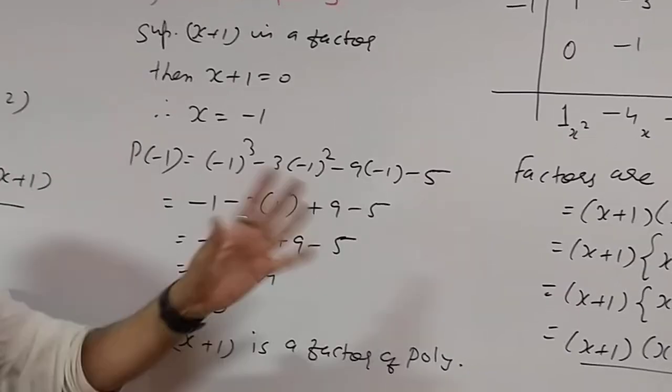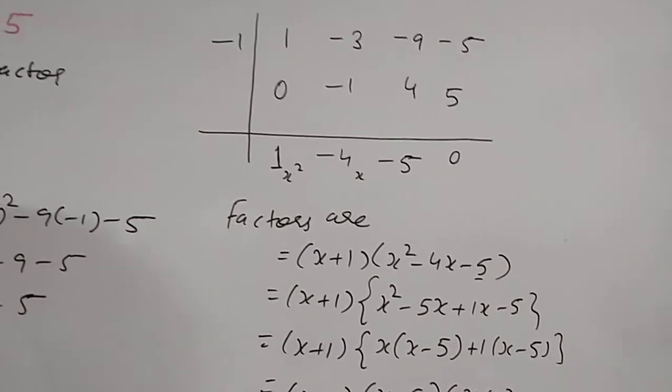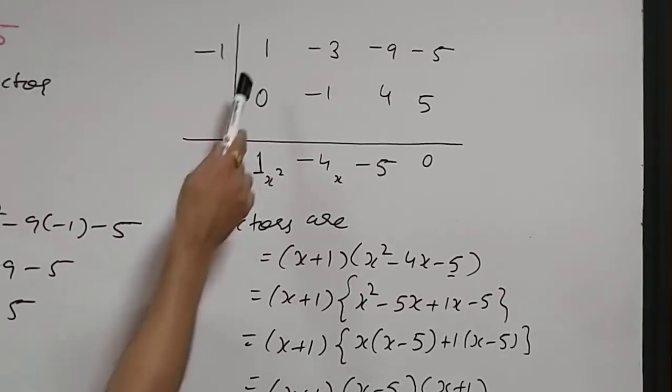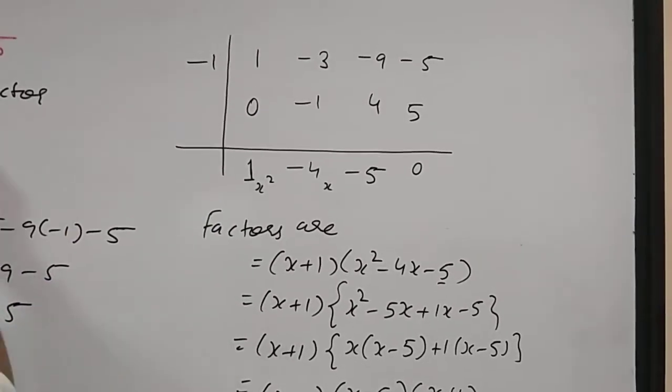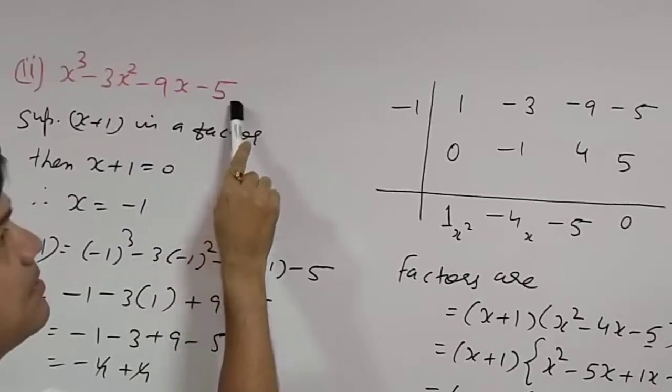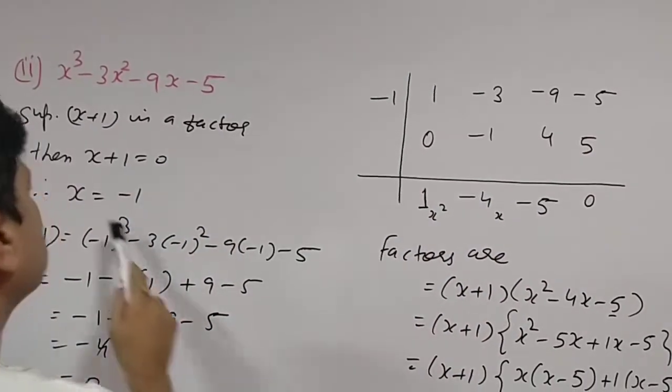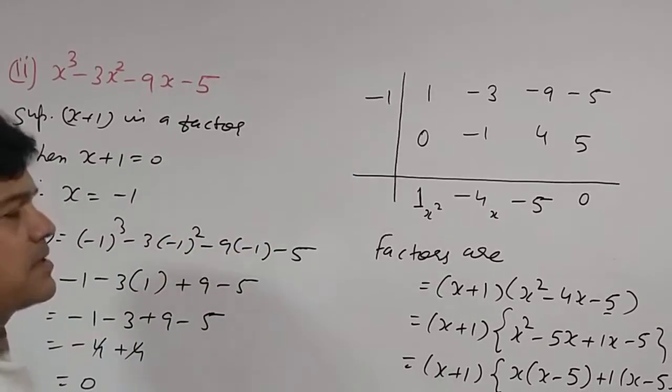Now this is a different method. It is not given in the textbook. This is called synthetic division. First write the coefficients here. 1, its coefficients are minus 3, minus 9 and minus 5. 1, minus 3, minus 9 and minus 5. X is equal to what? Minus 1. So write minus 1 here.